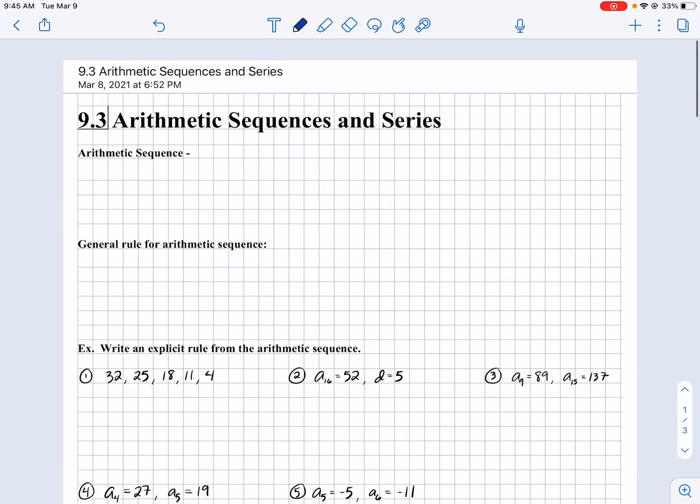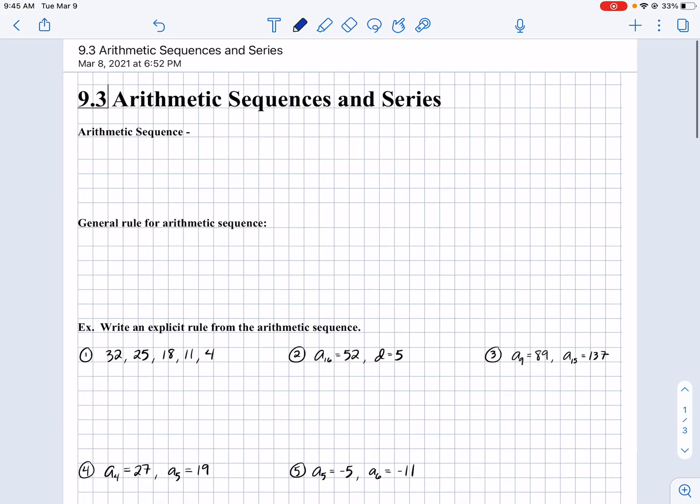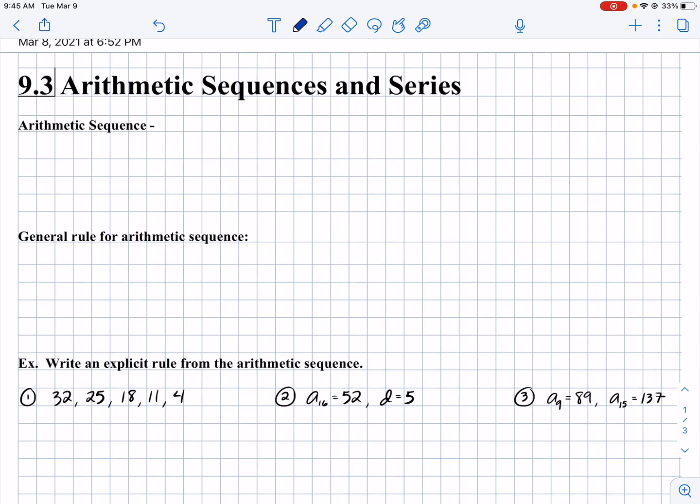All right, 9.3 we'll focus on specifically, this word is arithmetic sequences. Arithmetic is the type of math and operations that we do in class every day. An arithmetic sequence is a sequence that has a common difference between consecutive terms. Common difference. We use the letter d to represent the difference between consecutive terms.